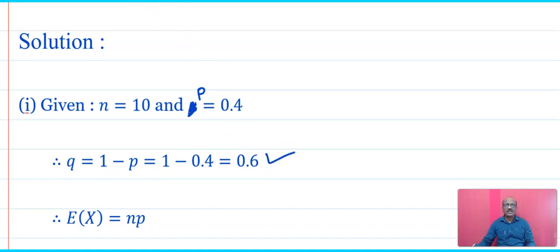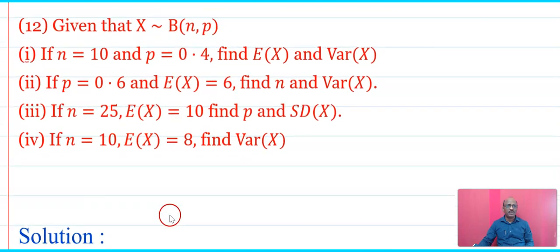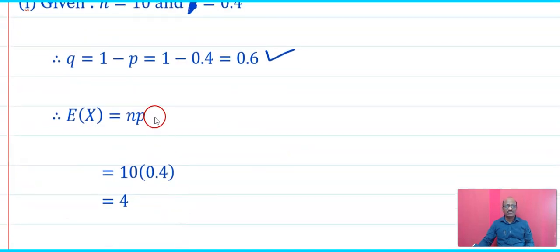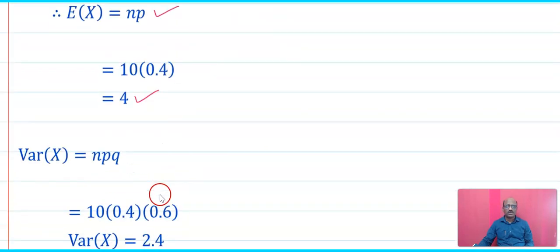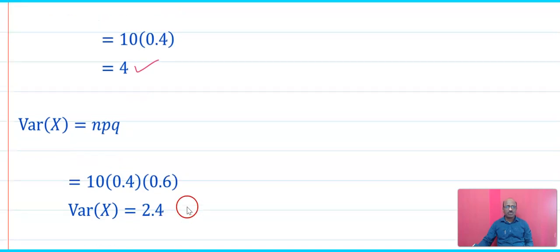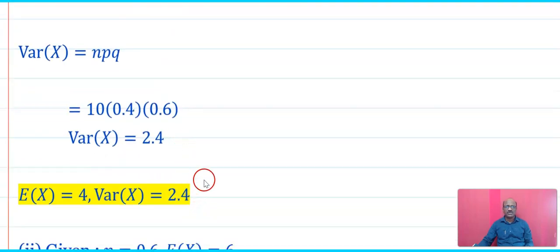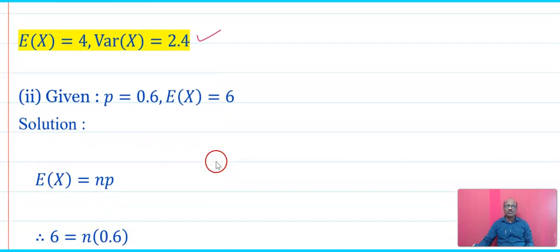Now the next is E of X. We want to find out mu, that is E of X, the expected value, NP. That is 10 into 0.4, which is equal to 4. Variance of X is NPQ. N is 10, P is 0.4, and Q is 0.6. If we take their product, you will get 2.4. Therefore, E of X is 4 and the variance of X is 2.4.